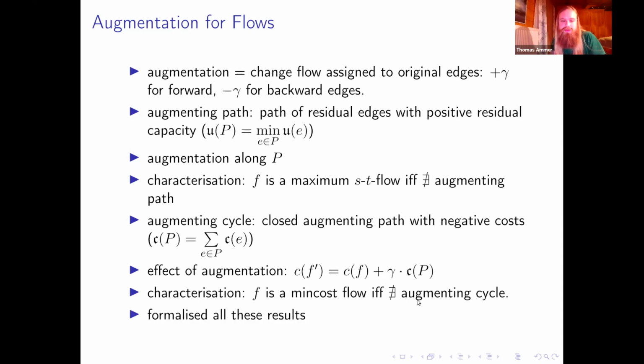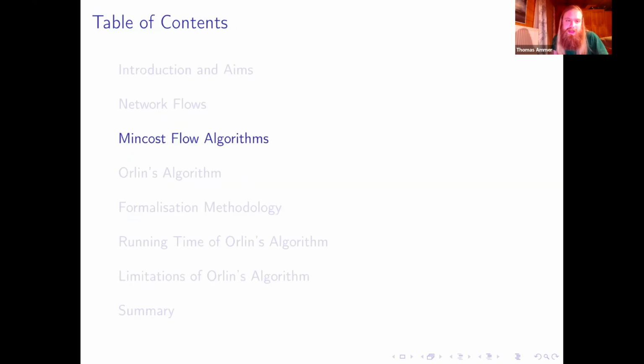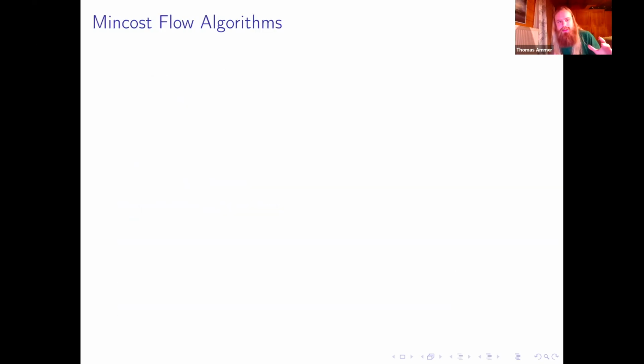One can show a flow is a minimum cost flow if it does not allow for an augmenting cycle. Those results on that slide are the two characterizations of flow optimality, on the one hand for maximum flows, on the other hand for minimum cost flows, and also the effect an augmentation has on the costs. All of these were formalized in the Isabelle proof assistant. Okay. And now we can exploit this idea of augmentation for algorithms.